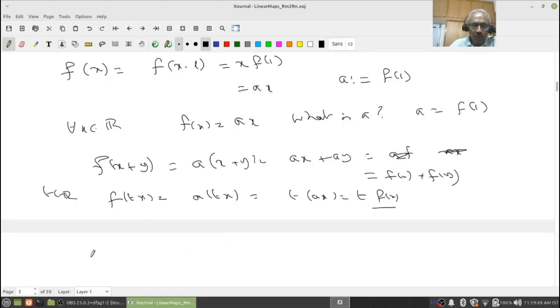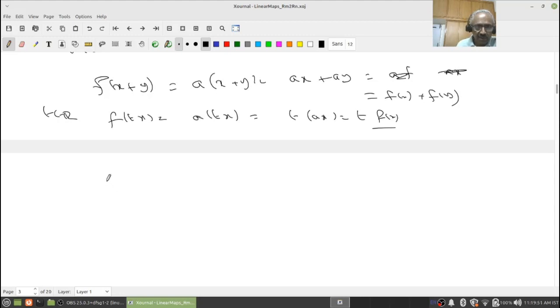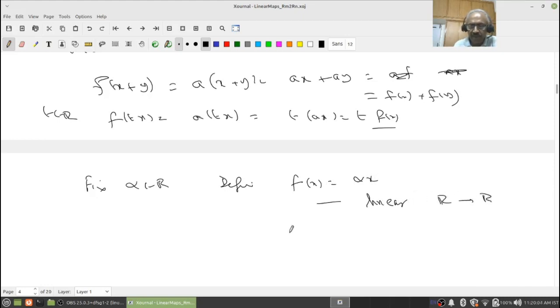So we have shown two things. Fix a real number alpha in R, define f of x equal to alpha times x, then this is linear from R to R. Conversely, any linear map from R to R is of the form f of x equal to ax, where a is f of 1. Here also you see that f of 1 will be alpha.